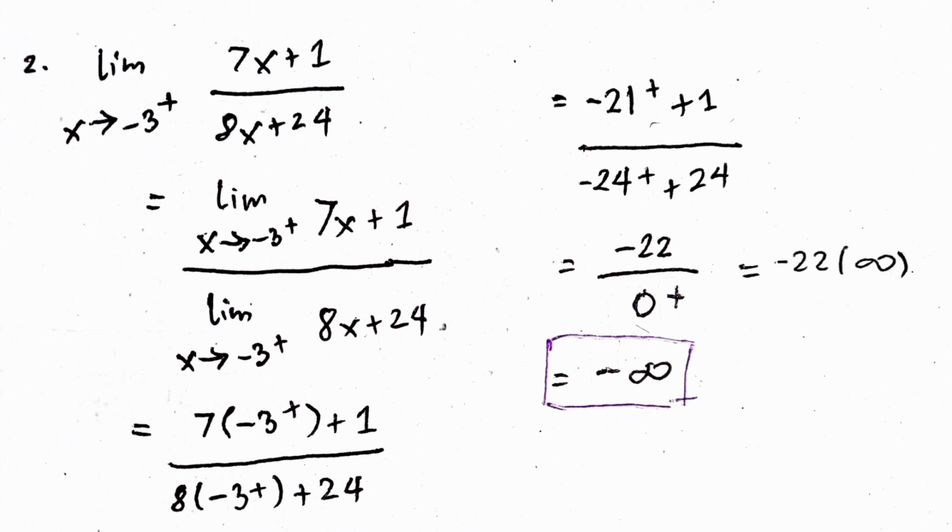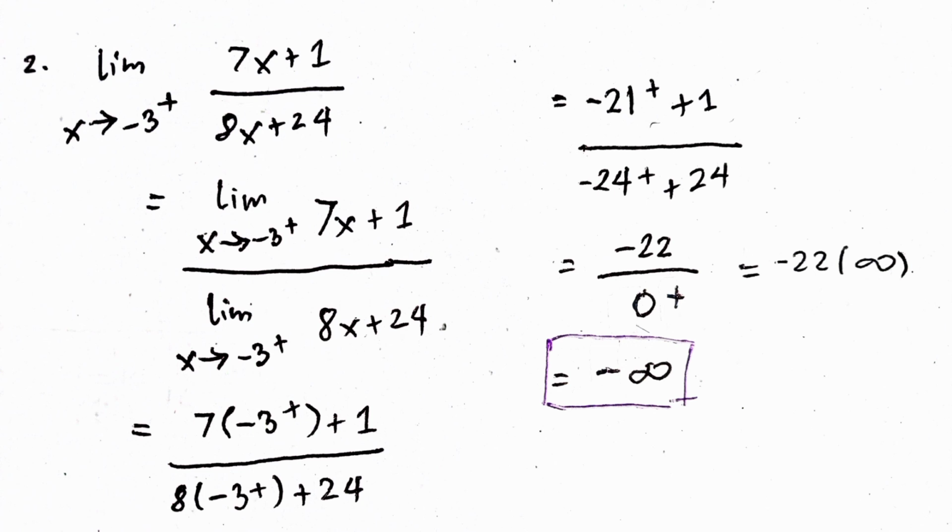And further simplifying, we now have negative 21 plus 1 all over negative 24 from the right plus 24, which will be equal to negative 20 over 0 plus. Let's copy the sign that the function got from the approaching limit. So it is 0 plus.